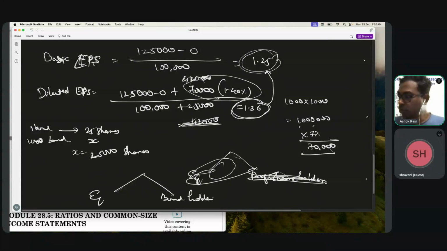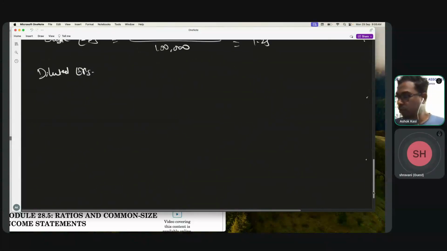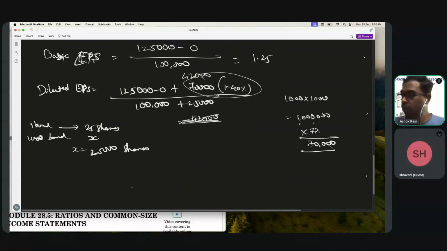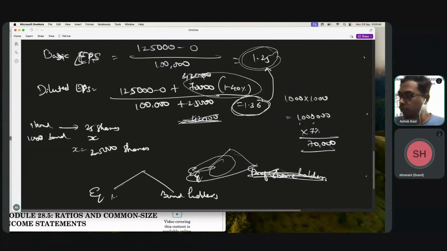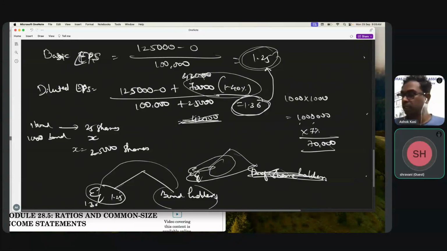Now it's up to the bondholders whether to convert or not to convert. So initially equity shareholders were earning 1.25. Now if bondholders convert it into equity shares, everybody will earn 1.36. That means these equity shareholders are getting more now. If they are getting more, it is coming from somebody's pocket. Who is that somebody? Bondholders. This is bondholders' interest that is getting transferred to equity holders. So will bondholders convert?